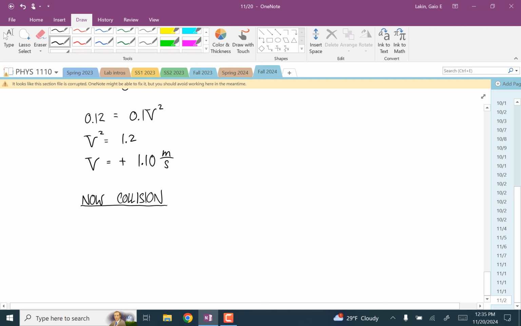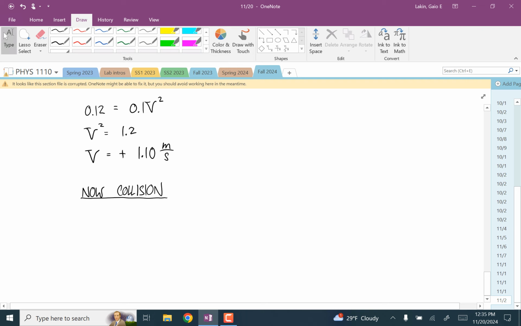Okay, so before the collision, we're going to add up the linear momentum. So we have the mass of 0.2 times a velocity vector. Remember, now we have to deal with vectors here. A velocity vector of 1.10 in the x direction, 0 in the y direction. Plus the mass of the second one times its velocity before the collision. That's 0, it's just at rest.